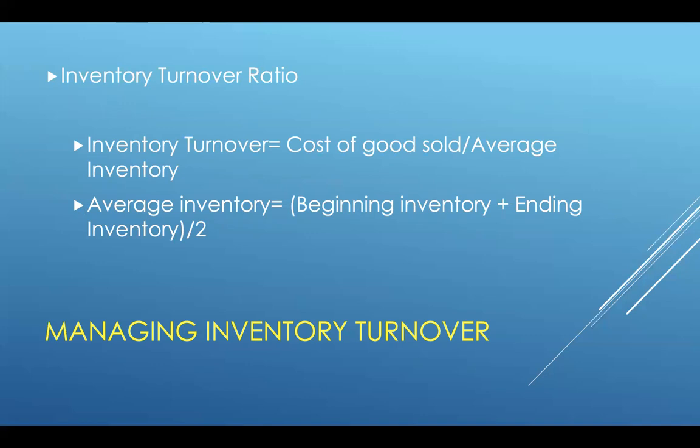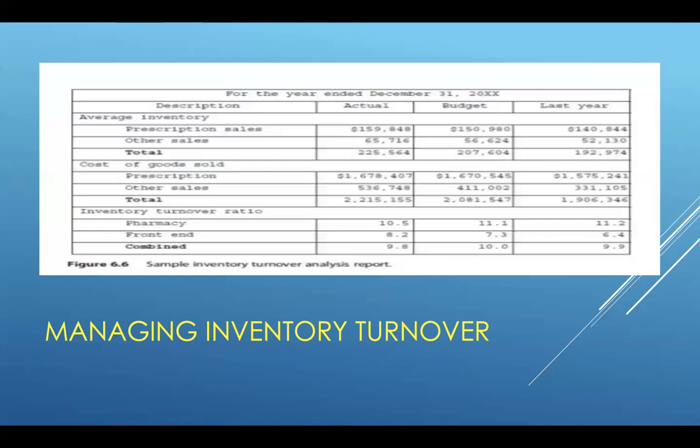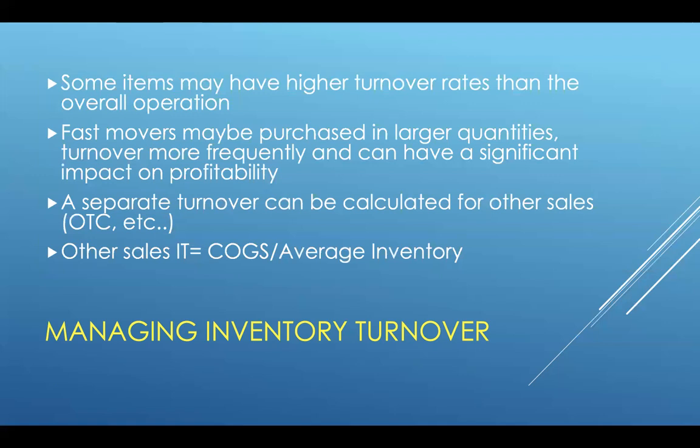Inventory turnover equals the cost of goods sold divided by the average inventory. The average inventory is the beginning inventory plus the ending inventory divided by 2. And this is just a sample of looking at inventory turnover ratios. Those turnover ratios are a way to evaluate the efficiency of that inventory. Some items may have higher turnover rates than the overall operation. Fast movers may be purchased in larger quantities, turnover more frequently, and can have a significant impact on profitability. And we can have separate turnover rates for other sales, such as over the counter.